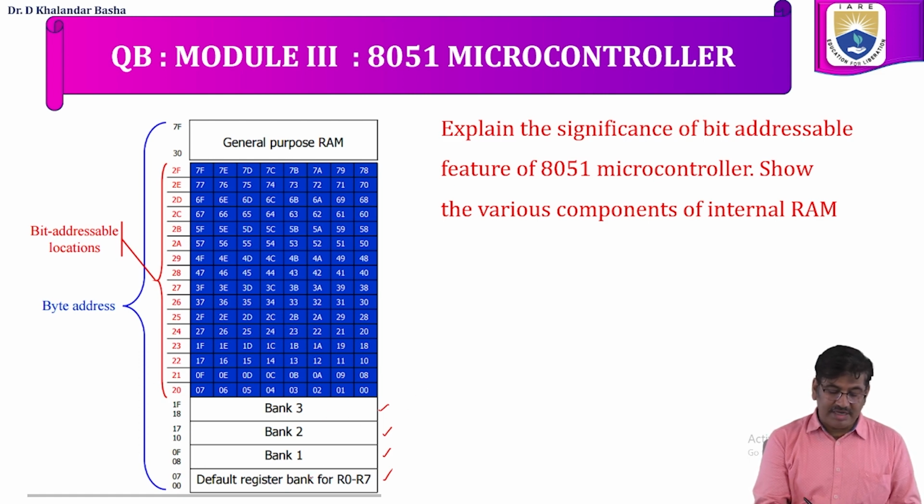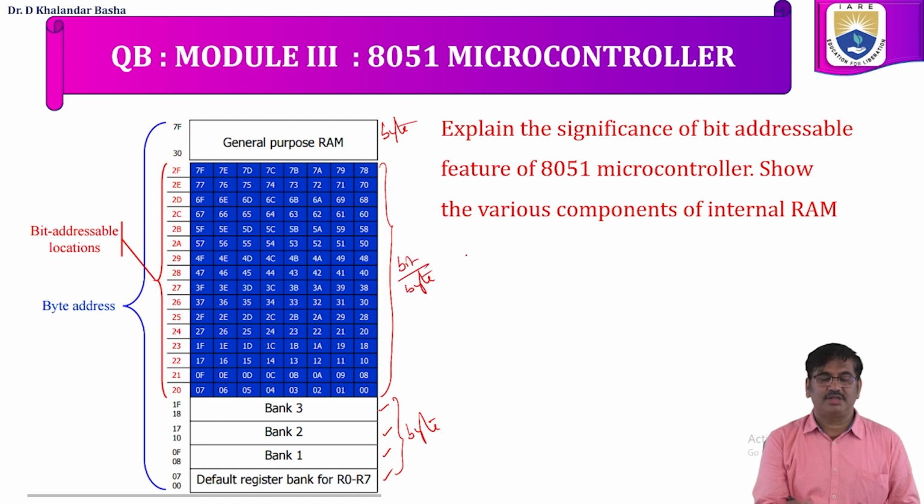Whereas the remaining addresses, that is from 00 to 1F, from 30 to 7F, we have to access the data byte-wise. This is byte addressable. This is also byte addressable. Whereas this blue portion, we can go for bit addressable as well as byte addressable.